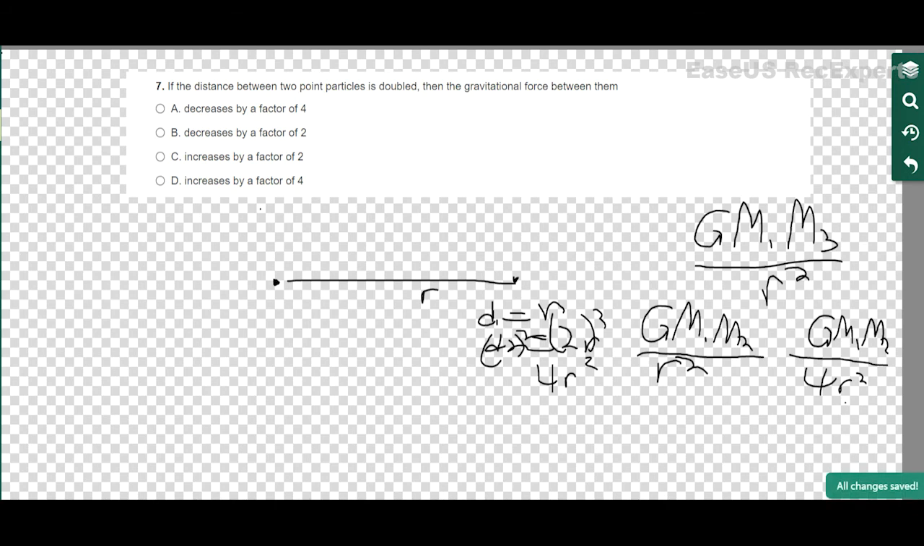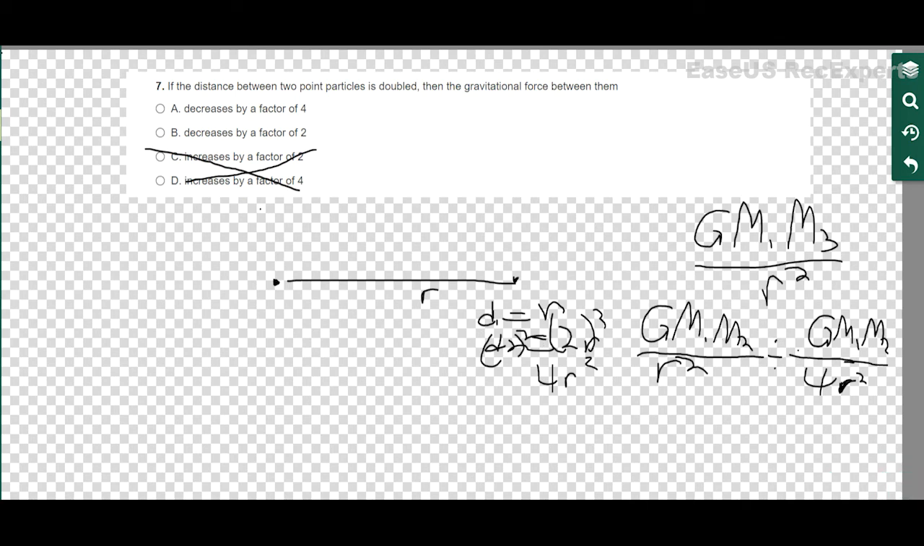Now if you increase the distance between them, that means your denominator increases, meaning your force decreases. So we can cancel these out, and what we can do is actually we can divide these two, right? So we can get the distance 1 over distance 2, or actually we should rather go with this option.